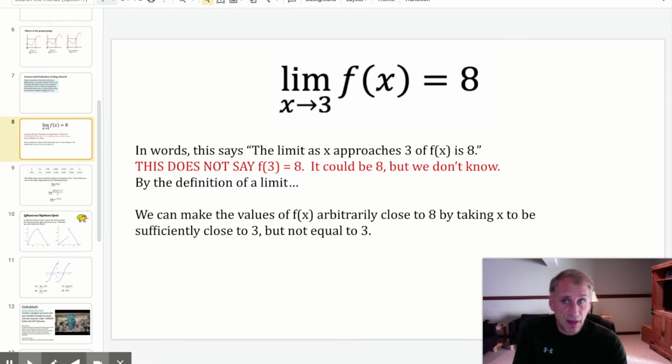If we're looking at this with the formal definition that we just saw, we can say that we can make the values of f of x arbitrarily close to 8 by taking x to be sufficiently close to 3, but not equal to 3. So we're getting f of x values in that range around 8 as we take x values that are close to 3.